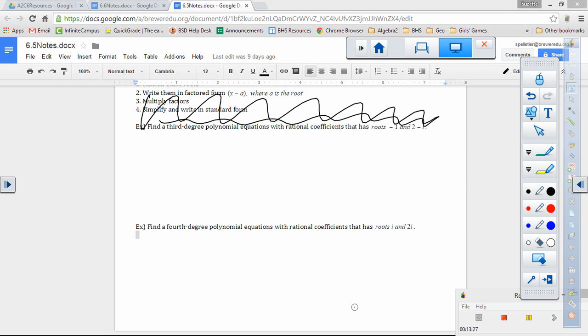All right, so my roots, i, so I also need negative i, and then 2i, so I also need negative 2i. So those are my 4 roots. I have my conjugates all accounted for. If it's a 4th degree, then it's going to be an x to the 4th, and I should have 4 roots. And I do. I have i, negative i, negative 2i, positive 2i. So I'm good to go. So x minus i, x minus negative i, x minus 2i, and x minus negative 2i.